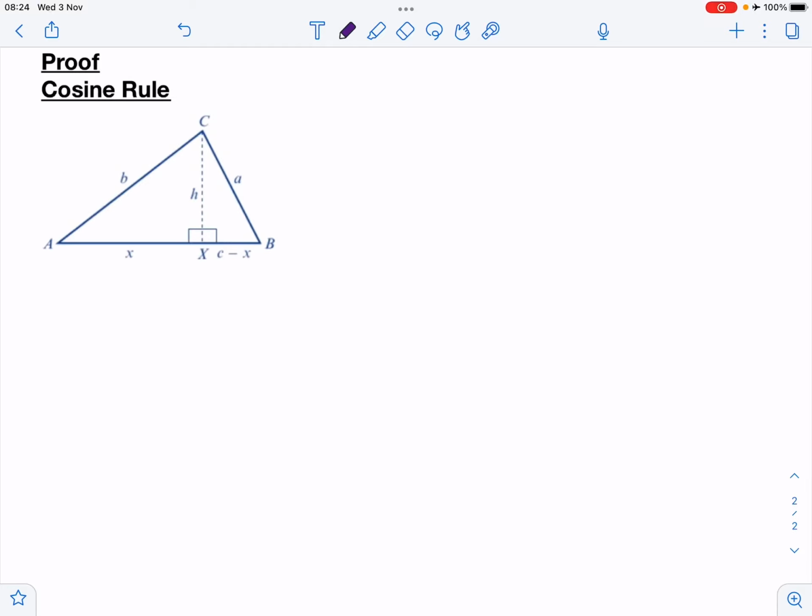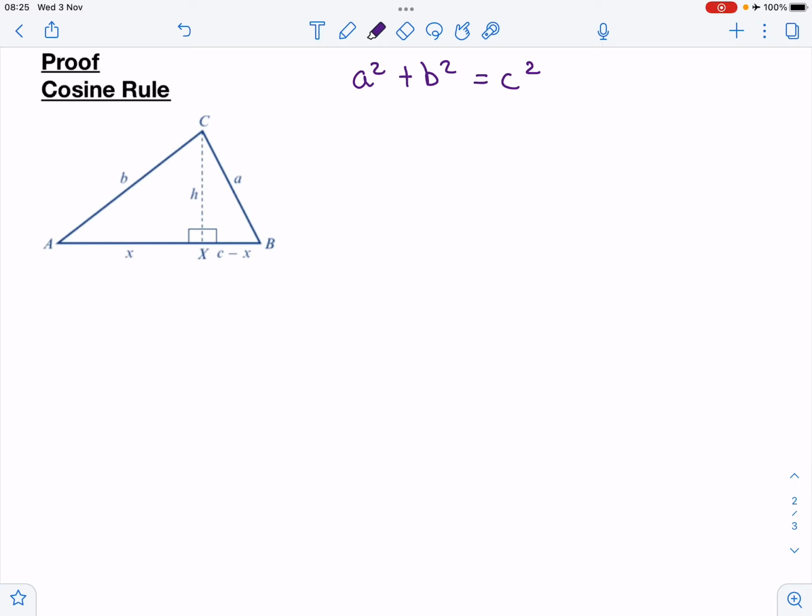Hello everyone, today we're going to look at how to prove the cosine rule. With the cosine rule, we're going to use Pythagoras to help us. If you can remember, Pythagoras is a squared plus b squared equals c squared. This only works for right angle triangles, so we're going to split our triangle into two right angle triangles here.